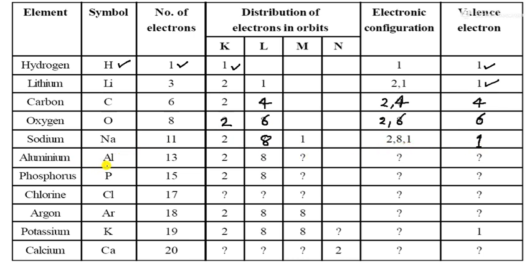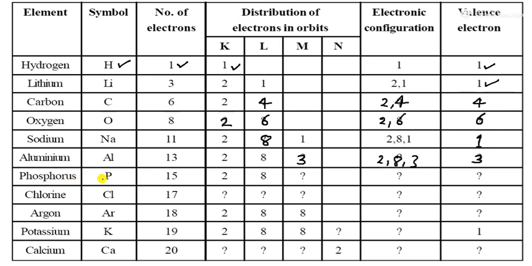Now aluminum. Aluminum is Al, and the atomic number is 13. So the number of electrons is also 13. It is 2 8, which is 10. So it is 3 for 13. So you can say it is 2 8 3. So the valence electron is 3 in the outermost shell.